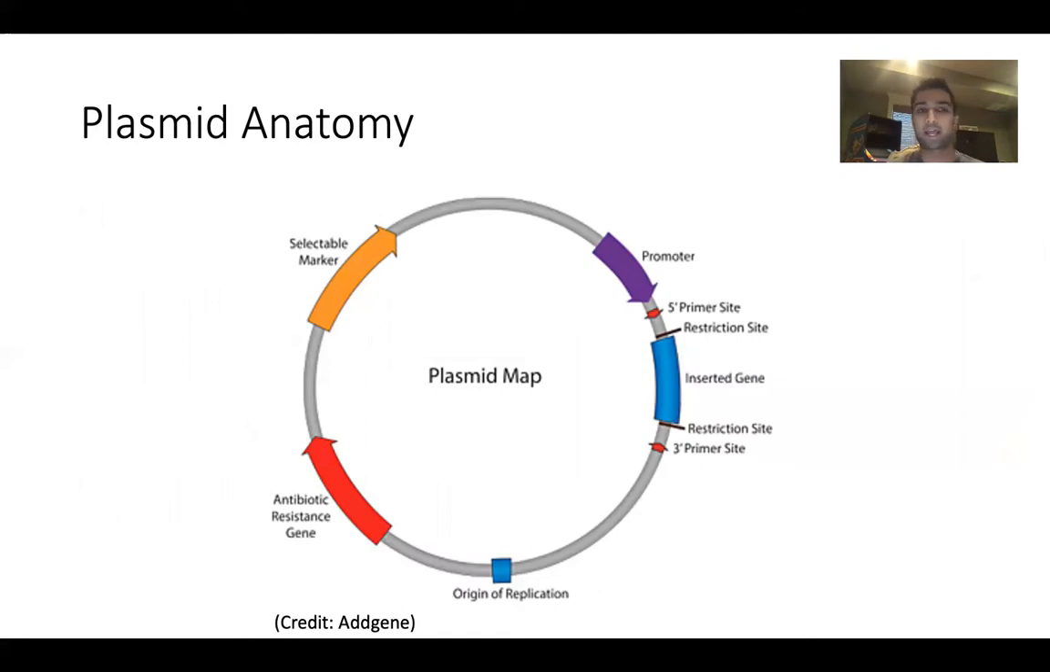So the basic anatomy of the plasmid is what you can see on the screen over there. So there's a promoter for the main gene. The promoter is where the RNA polymerase binds. Then there's an inserted gene in blue on the right-hand side over there. And on each side of it, it has a restriction site.